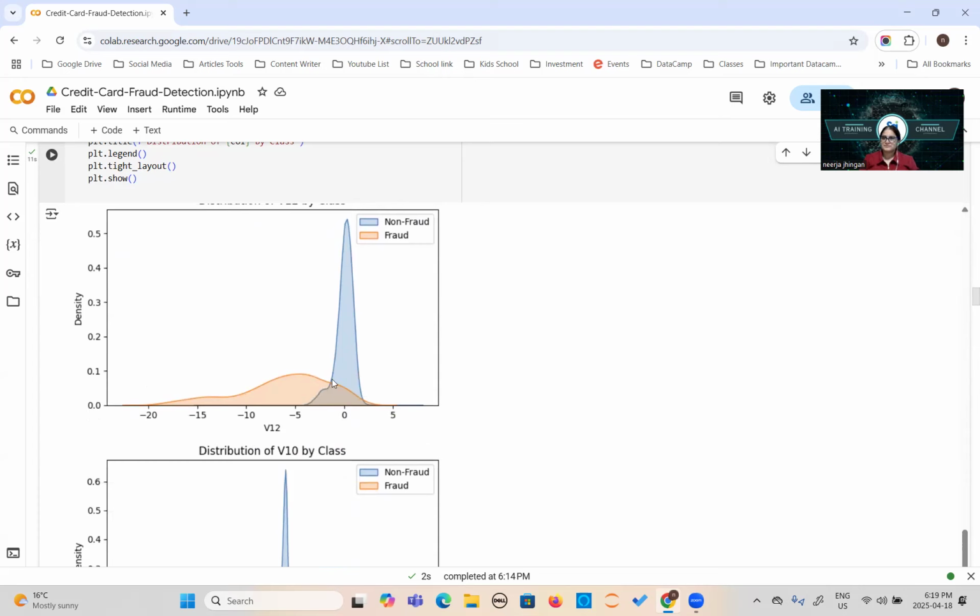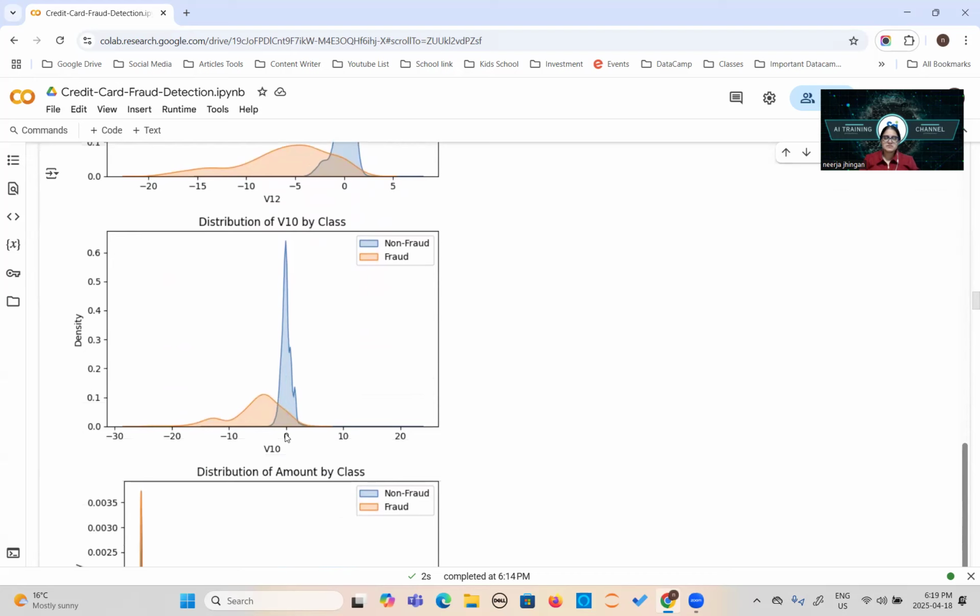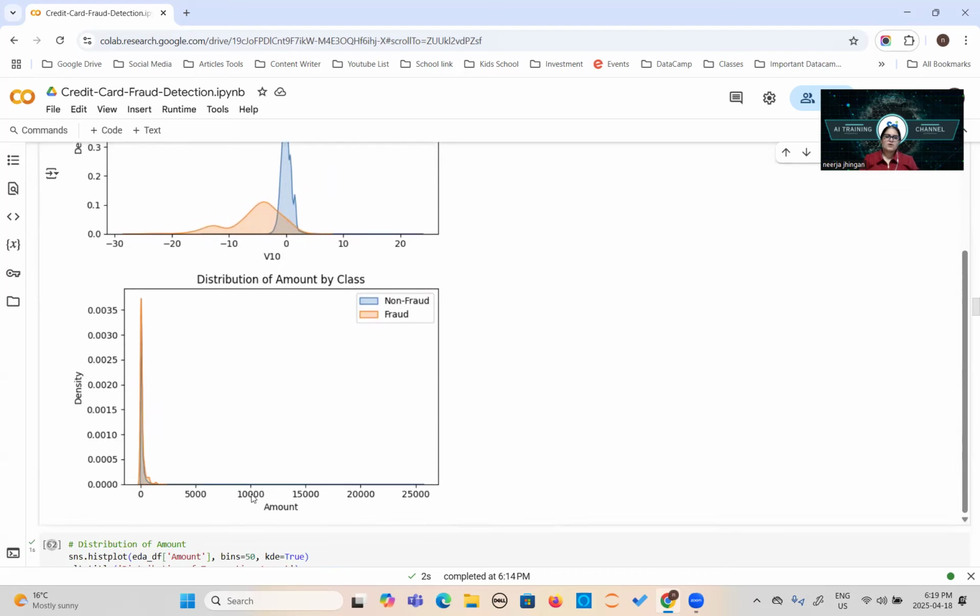And V12 shows more fraud transactions. Okay. And here V10, look at this. This is between these values, right? And here amount is overlapping. So this means the amount between 0 to, we can consider, 1000 or maybe 1500 or 2000, the transaction is happening fraud or non-fraud. It's overlapping within the same range of the amount actually.